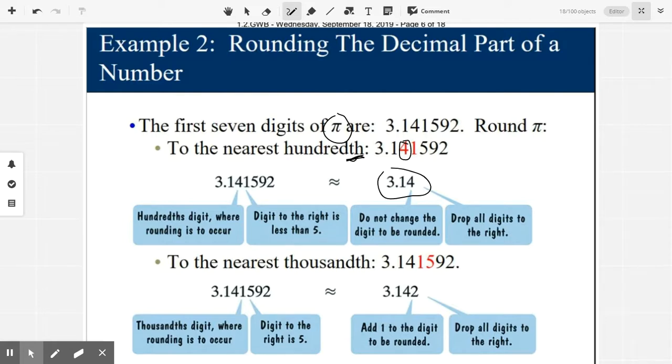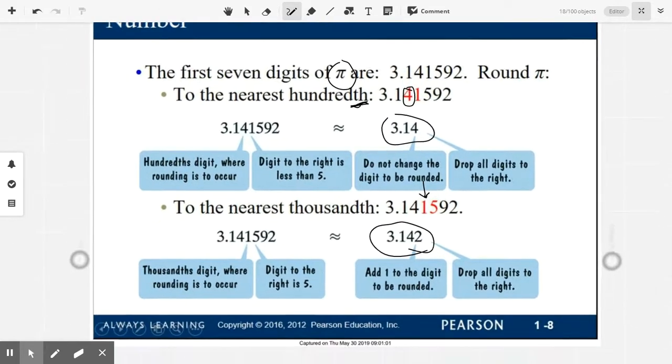The nearest thousandth, well, here's our thousandth number. We look to the right. That is 5 or larger. So that means we've got to add 1 to this digit. Everything else goes to a 0. So that's where they get this 2 right here. 3.142, we drop our trailing zeros. Nothing too difficult there. All right, let's see what we have next.